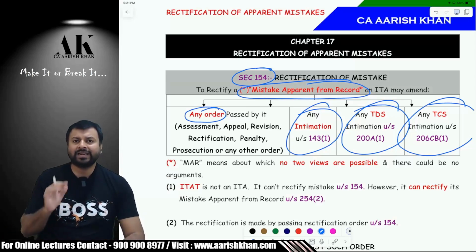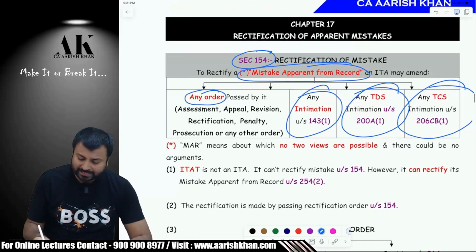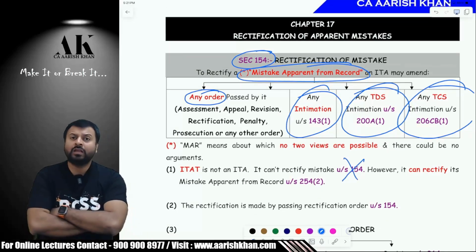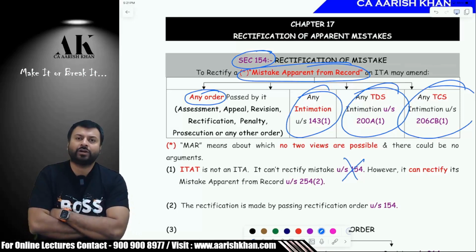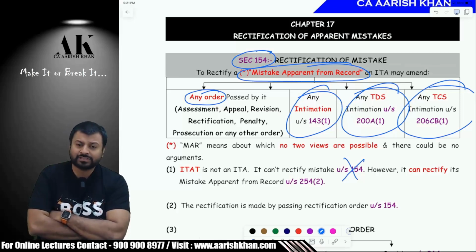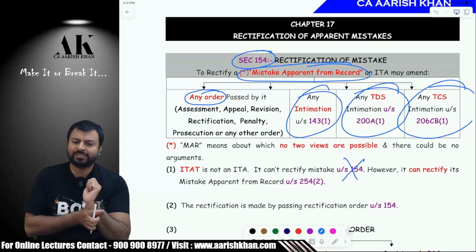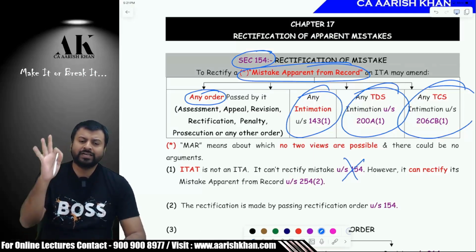Now, can ITAT rectify an apparent mistake? No, ITAT cannot rectify an apparent mistake under 154 because ITAT is not an income tax authority. Yes, but for ITAT, the government has made a separate section under section 254 subsection 2. There they can rectify an apparent mistake. But ITAT cannot rectify its mistake under section 154. It is not possible. Okay.